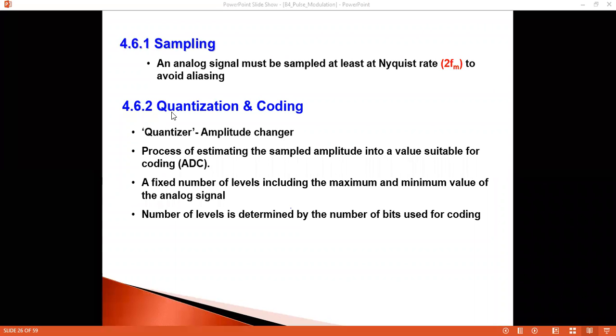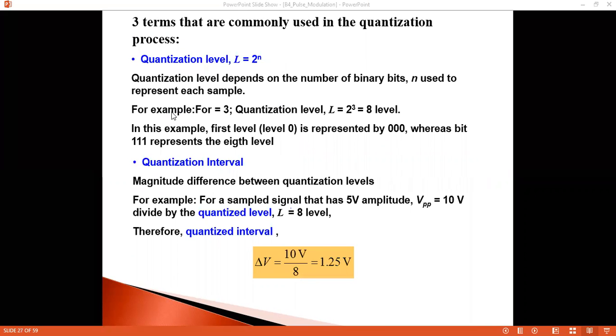Okay, so there are a number of terms that I want to introduce. These terms related to quantization are new to you all. So the three terms, first is the quantization level, which is represented by L, and L is equal to 2 to the power of n. And n is the number of bits. So that's why it says here it depends on the number of binary bits used to represent each sample.